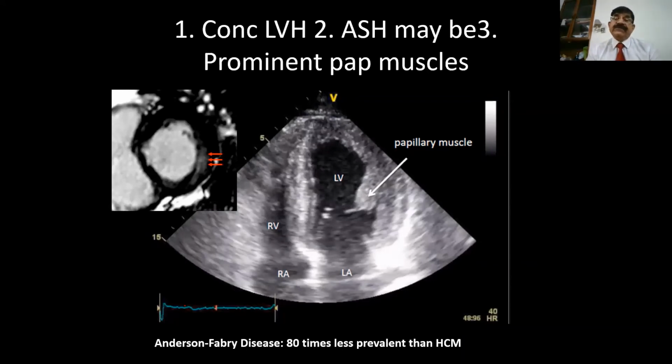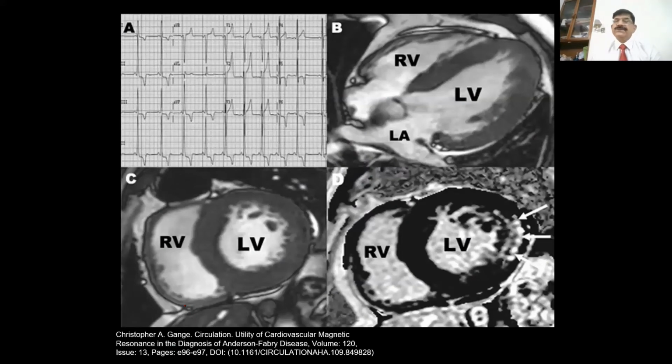However, if you get alpha-galactosidase A level done and those are absent, it is Fabry disease. And if you find an inferolateral wall, mid-myocardial scarring, it is classic for Fabry and absolutely non-classic for hypertrophic cardiomyopathy. So here is another example of Fabry's disease, concentric left ventricular hypertrophy and mid-lateral wall LGE positivity.